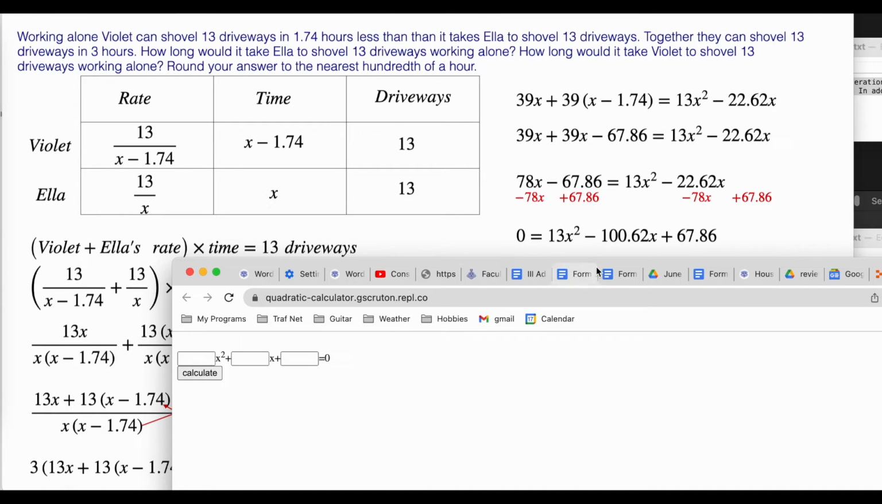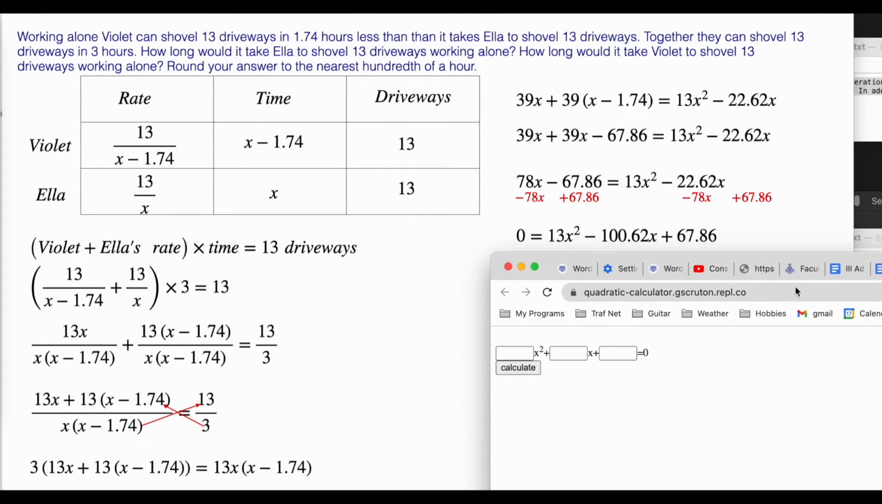I'm going to feed that into my quadratic equation calculator. The A is 13, the B is negative 100.62. The C is 67.86. Then press calculate. We get 0.7462, a very short amount of time, and we get 6.9936 hours. We can use one of these and we can't use the other.